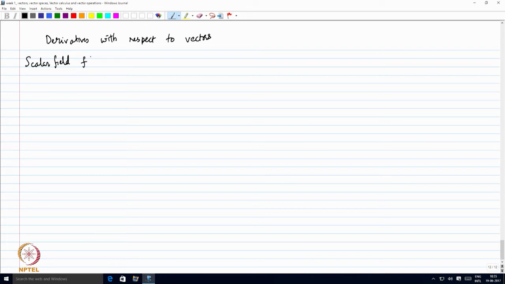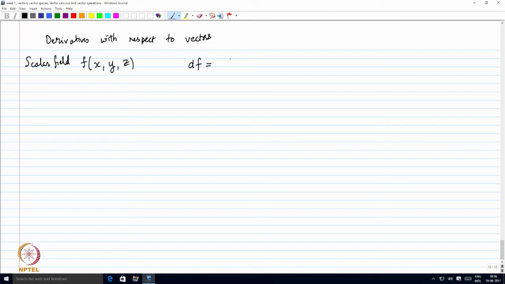So, a scalar field is nothing but a function of the vector. So, it is a scalar function of many variables. So, now f of x y z is a scalar field. Okay. Now, what you see is that this is just a function of many variables. So, suppose I write df, the total change in f. Okay. So, this I can write in terms of partial derivatives.